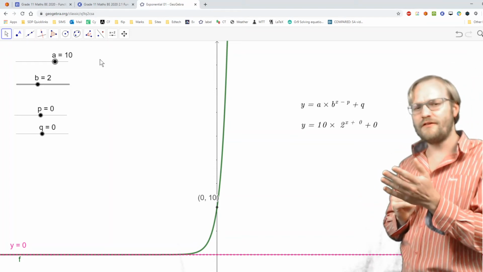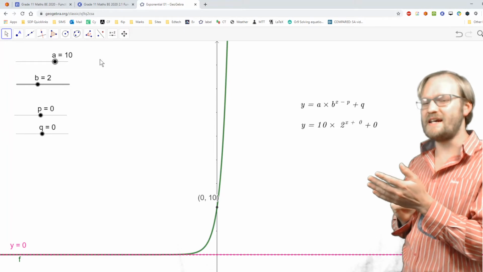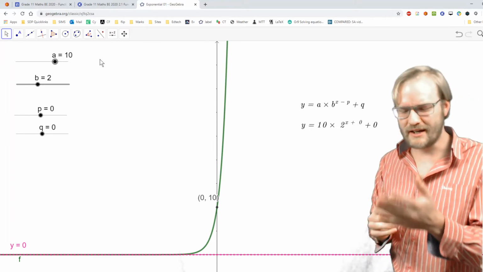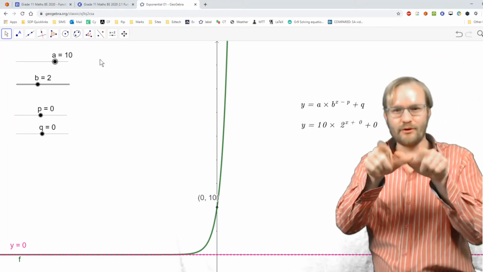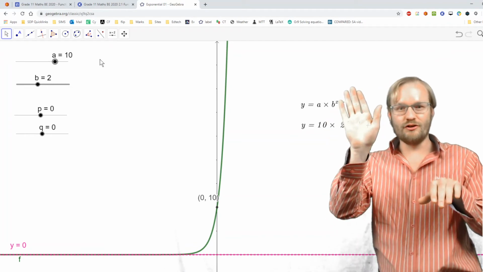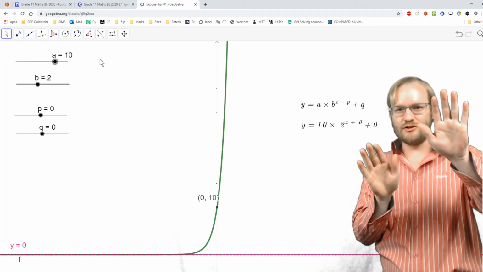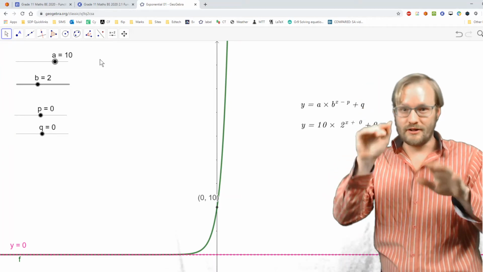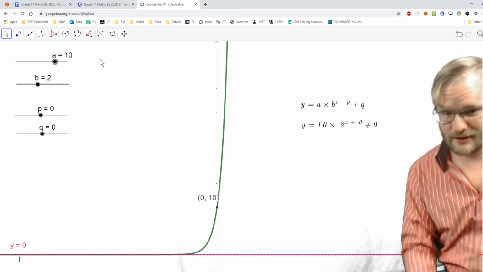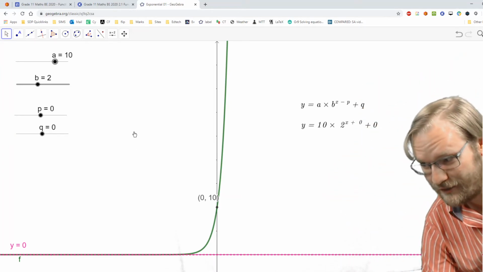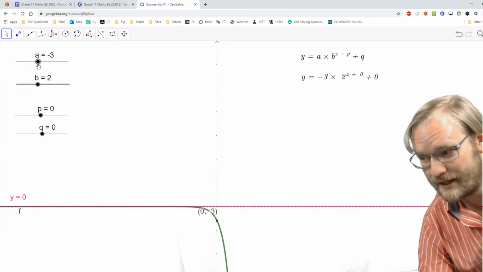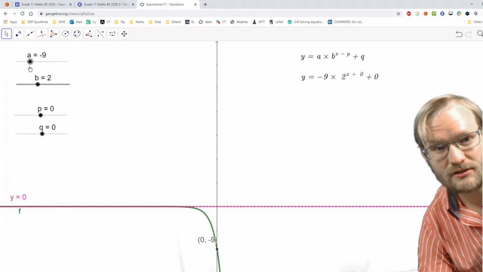What do you think the function would look like if we had a negative a? What did the negative a do to the parabola? What did it do to our hyperbola? Okay, so we know what a negative a would do. Let's check and confirm. So let's make a negative. There it is, a equals negative 10, for example.